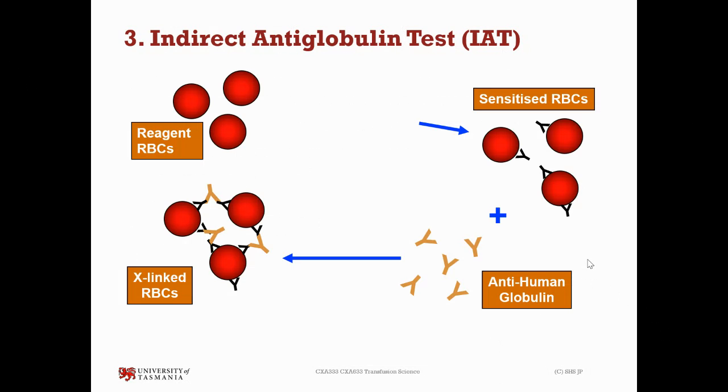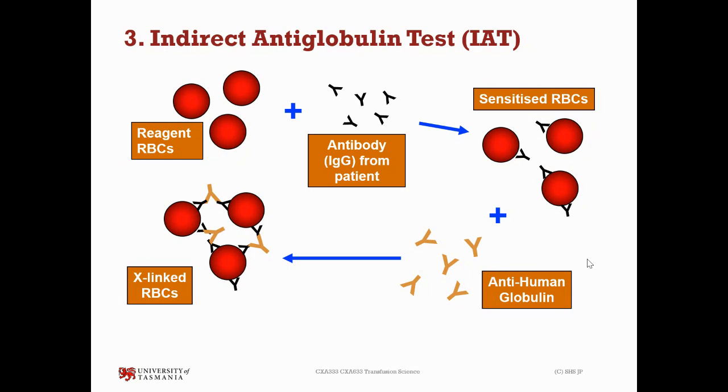We use reagent red blood cells. So these are cells that we know the blood group antigens that are on their surface, and we add them to the patient plasma. And we're looking for any unexpected antibody that might be in the patient plasma. Okay, so that's the bit that's different between the two.